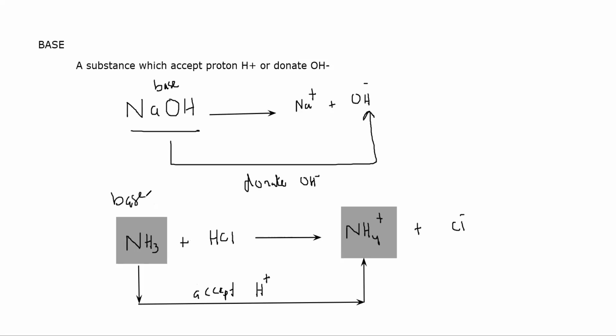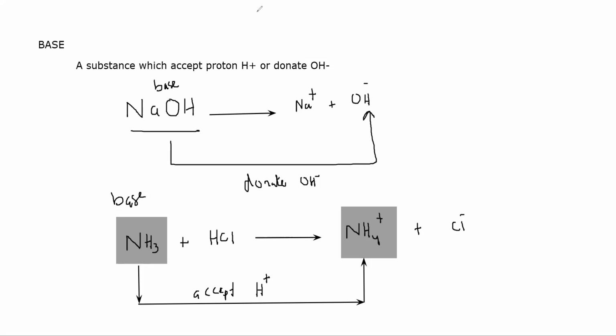So for the base definition, there are two ways you can define it, and both definitions cannot necessarily be applied to the same substance. It depends from substance to substance. If a substance accepts a proton, we call that a base, or if it donates hydroxide ion, we also call that a base. So acids are proton donors, and bases are proton acceptors or hydroxide ion donors.